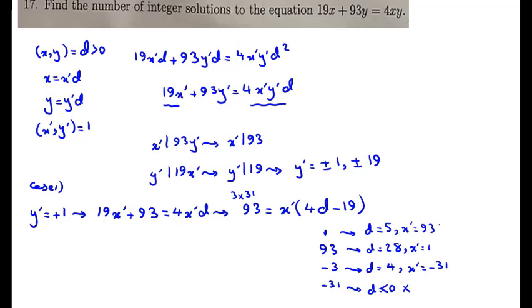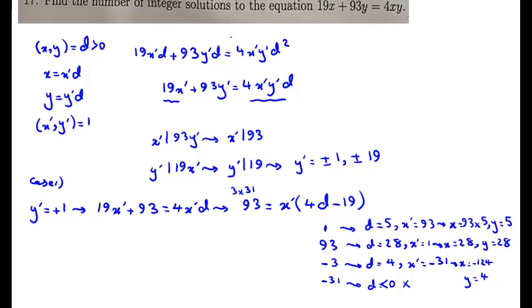So let's find x and y for each of them. In this case, x is 93 times 5. And y will be what? y' is 1, and we know y is y'd, so 1 times 5, 5. For this case, x is this times this, 28, and y also will be 28. For this case, x will be negative 31 times 4, which will be negative 124. And y will be y'd, which will be 4. And we have these three cases for this one.